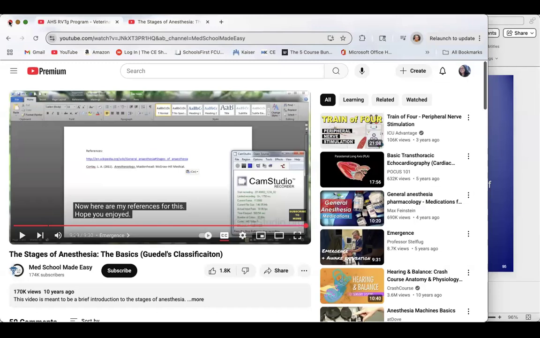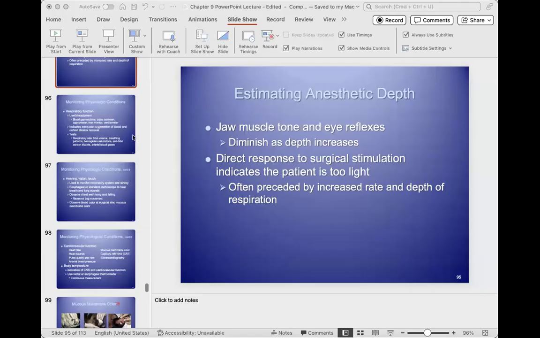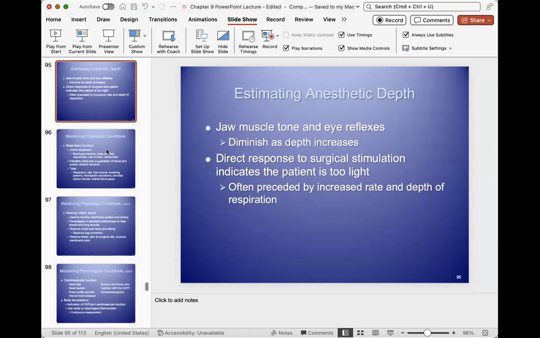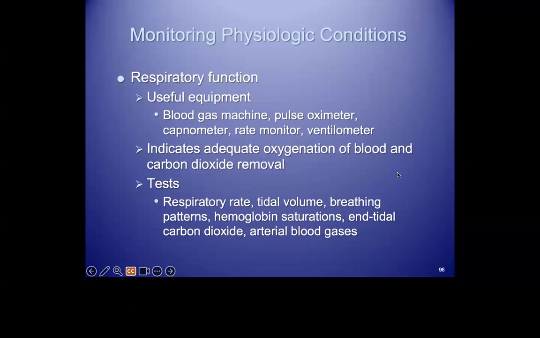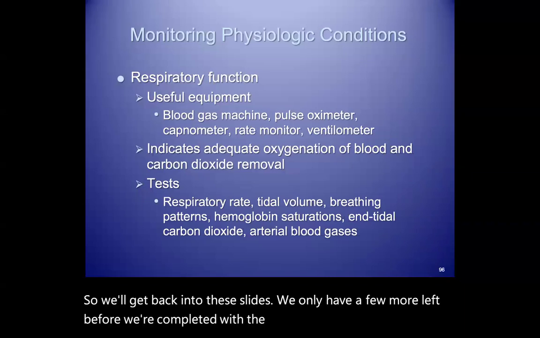Okay, so that was the last video that I was going to show today about the stages of anesthesia. So now we're going to get back into our slides to get into monitoring their physiologic conditions. And again, this will tie into also helping you with determining that anesthetic depth. So we'll get back into these slides. We only have a few more left before we're completed with the section for today.